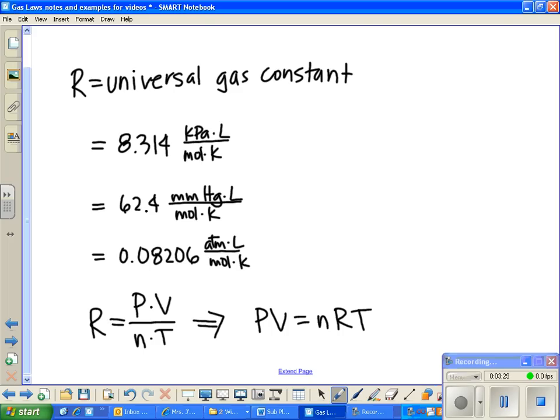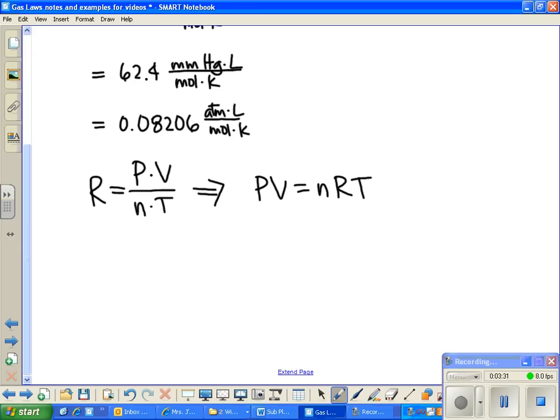The only thing to be careful of in using this equation is units. Volume must be in liters. Pressure can be any of the units given. So pressure can be millimeters of mercury, it may be atmospheres, or it can be kilopascals. N is moles, and temperature must be in Kelvin. And R will be the constant based on the pressure units.